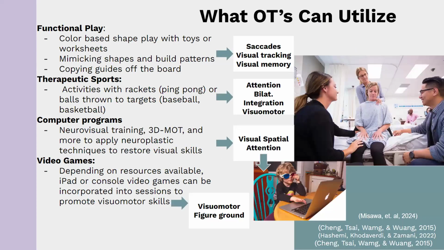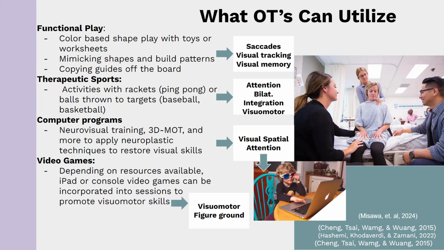So, what can OTs utilize? Functional play with shapes and toys or worksheets, mimicking shapes and build patterns, or copying guides off a board helps promote the kids' visual tracking and visual memory. This is really useful if you're in the school setting and you have access to these toys or a whiteboard that they can copy down from. This also helps promote school skills as well, especially with saccades, looking up at the board and then looking down at your notes.